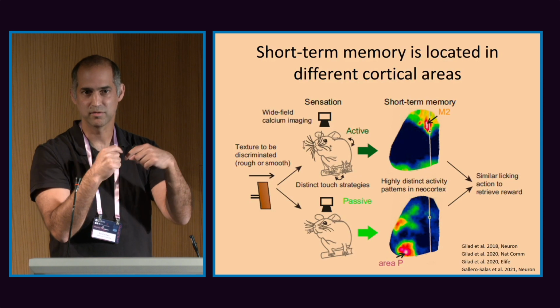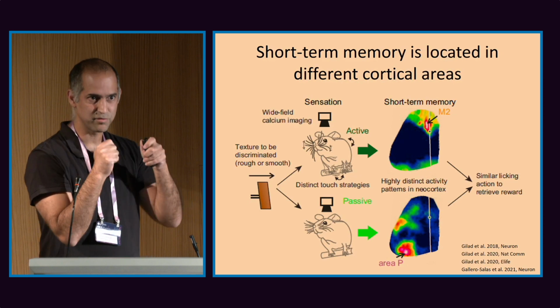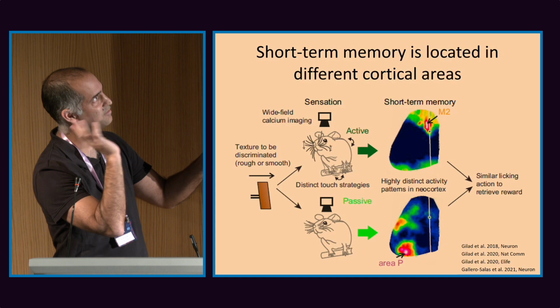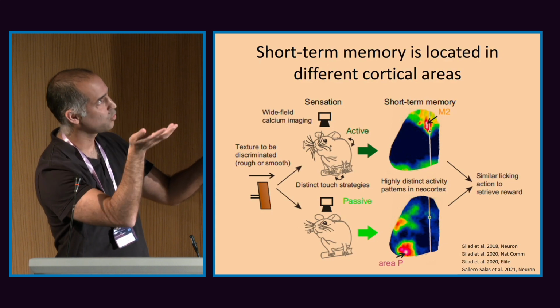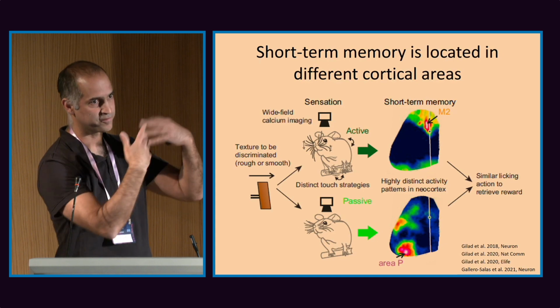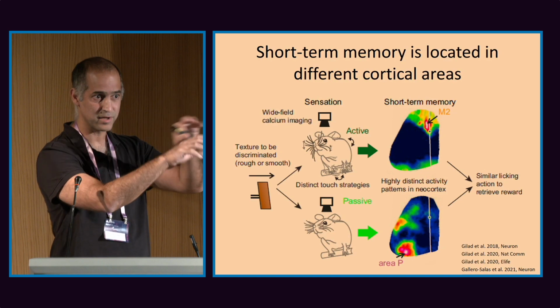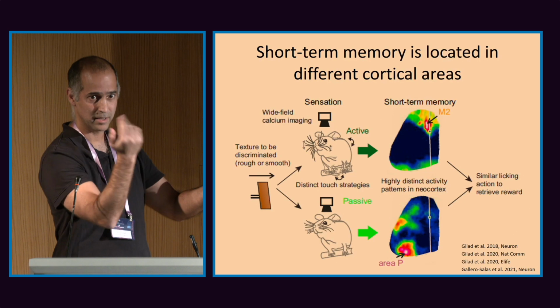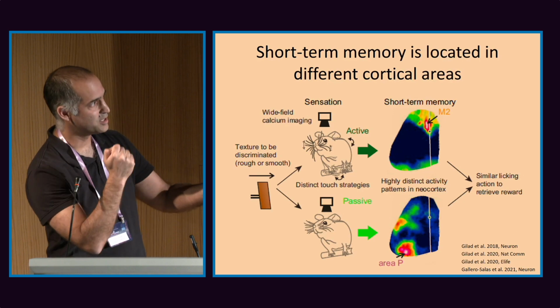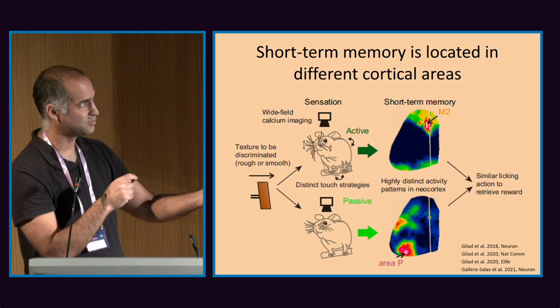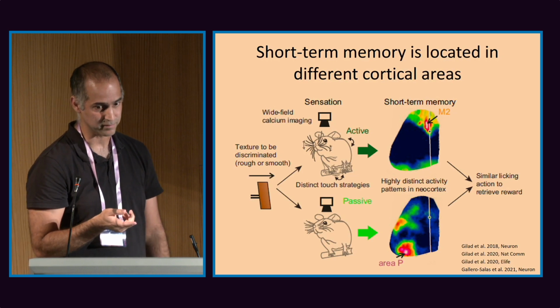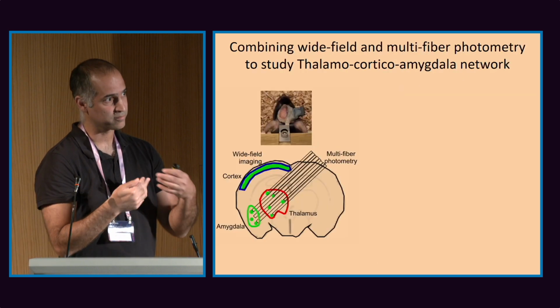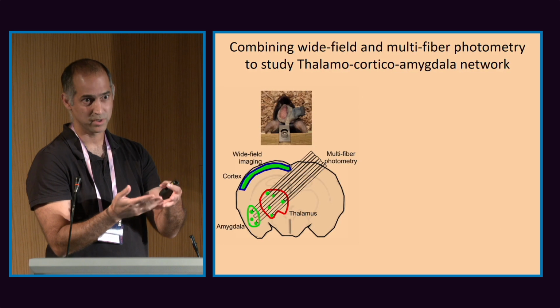Just making things very short, it really matters what the mouse is doing. If the mouse is in an active state, really active sensing, whisking a lot toward the texture, things shift over to the frontal part and are maintained there even after movement. And if the mouse is passive, letting the texture come to him, information stays in the posterior part, shifting to area P. Very important. And this is important now because we want to see more, not only cortex.